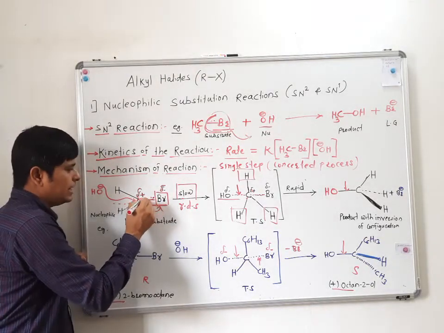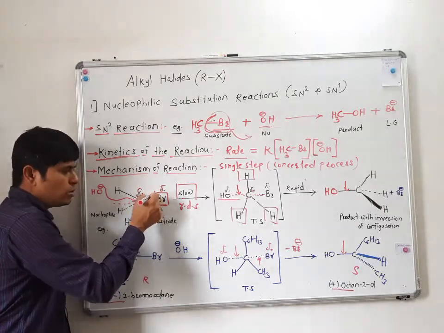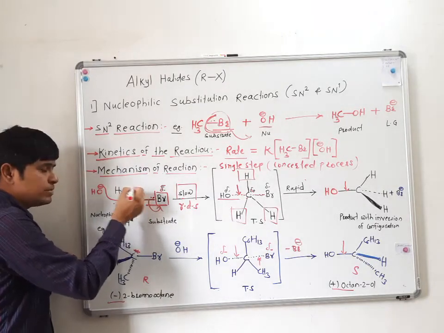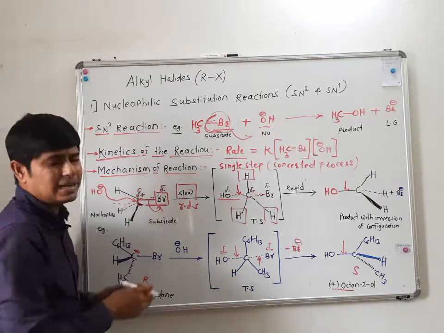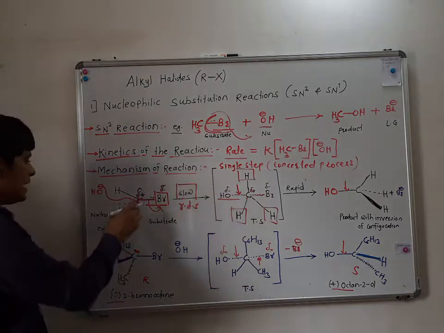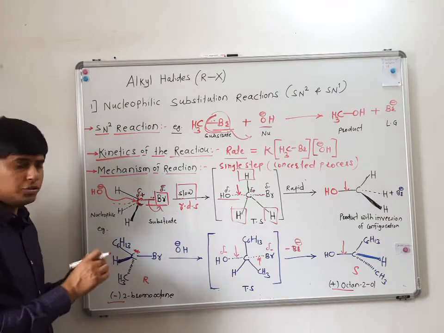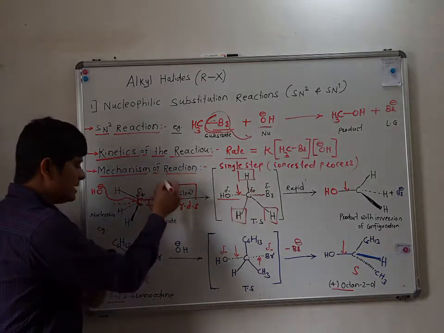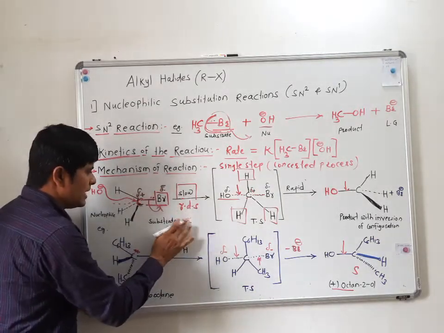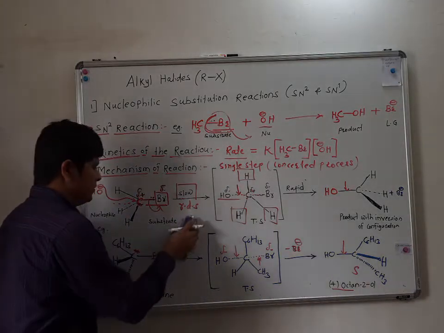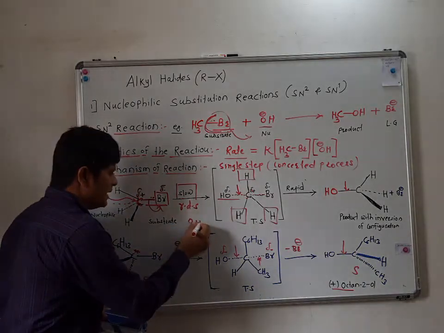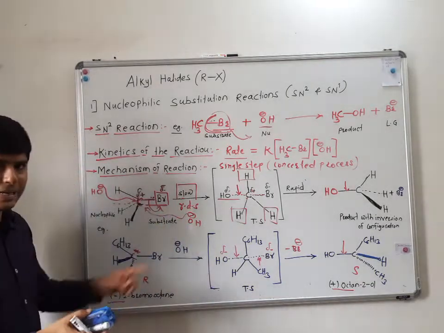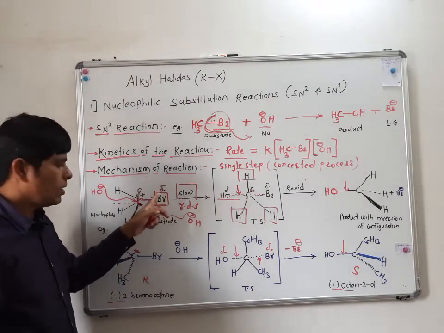That means the bonding electron density of this bond is more towards this bromine atom. So this carbon will have somewhat positive charge and this bromine atom will have negative charge. So this carbon atom is having positive charge, so it's electron deficient, and this bromine atom is electron rich. Now this is having delta negative charge. So when this hydroxide ion will approach or attack from this side, what will happen?